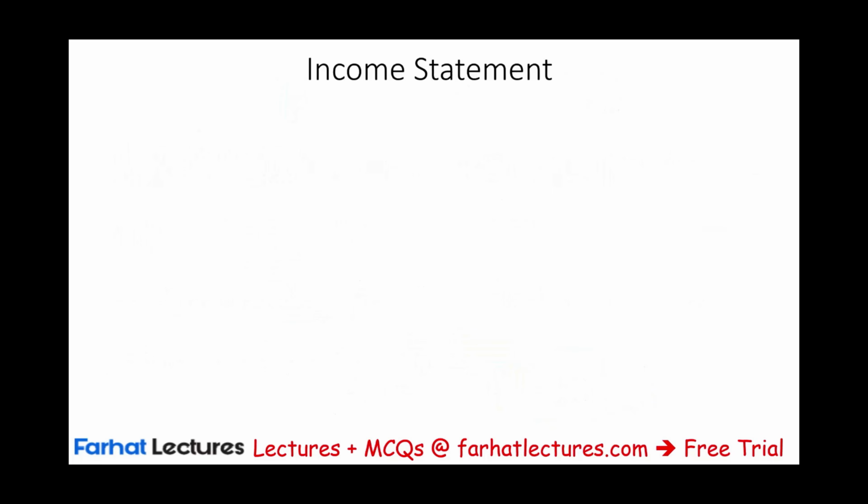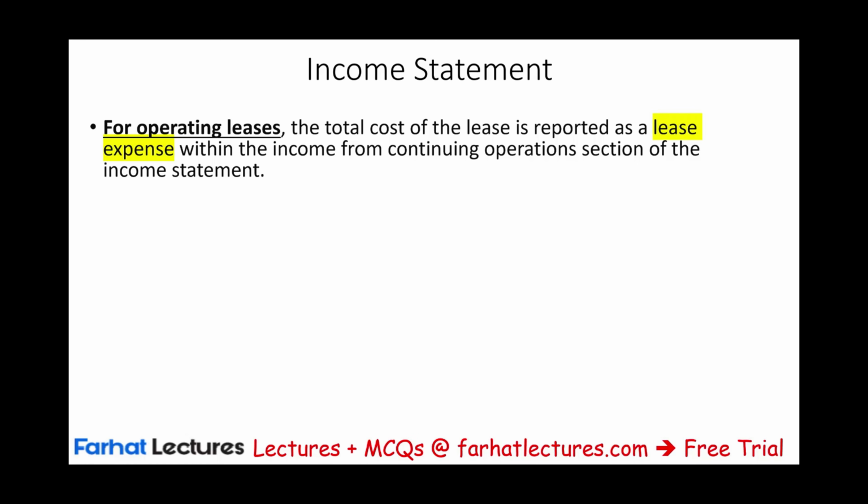Let's move to the income statement. For operating leases, remember, we have finance lease, operating lease. Remember, we only have one expense. The total cost of the lease is reported as lease expense. Now, if you don't know what that means, you've got to go back and learn operating leases. At this point, I assume you know what an operating lease is. Within the income from continuing operations section of the income statement.